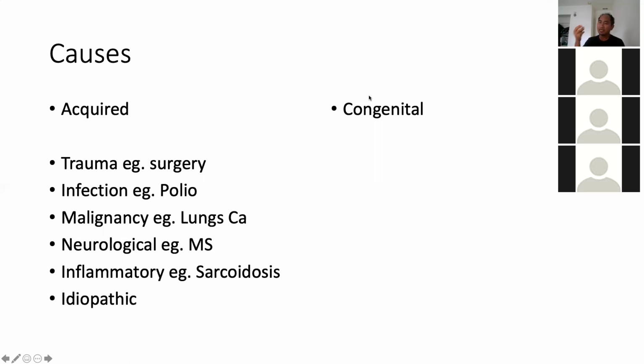So malignancy, like cancer cells wrapping around the phrenic nerve, and phrenic nerve damage. And neurological causes, like multiple sclerosis and nerve injuries. It is common to get multiple sclerosis, which is not uncommon in the northern hemisphere. Or inflammatory disease like sarcoidosis, and idiopathic, which means we cannot find why this happened. So these are the possible causes of phrenic nerve injury.